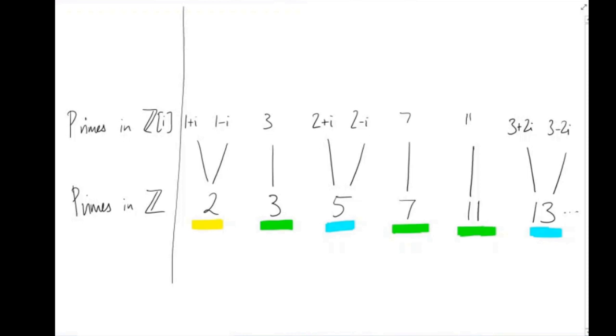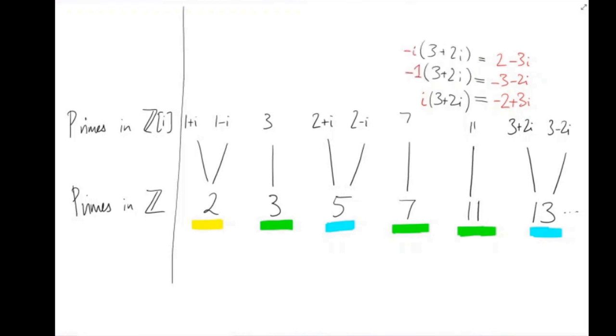One final thing to note about this diagram, there are other prime elements that I haven't written here, such as minus 2 plus 3i, or minus 3 minus 2i, or 2 minus 3i. And the reason I haven't written these is these are all just units times 3 plus 2i, which I've already written. So these primes are called associate to each other. And in this case, we might as well consider them as basically the same prime, at least from the point of view of unique factorization.